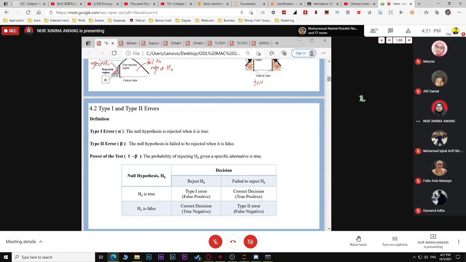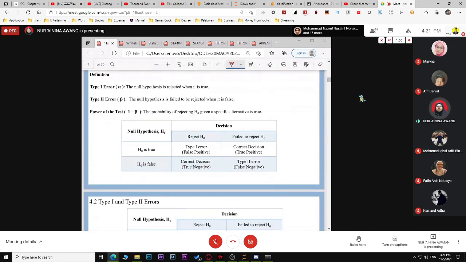Okay, to explain more on type 1 and type 2 error, we look at this table. So we have our null hypothesis, our H null. If our statement is true, our H null is true. So supposedly our decision, we need to fail to reject our H null since we know that this statement is true. But when we test, we reject our H null. So when we reject our H null, type 1 error occurs, which is a false negative. We denote type 1 error as alpha.